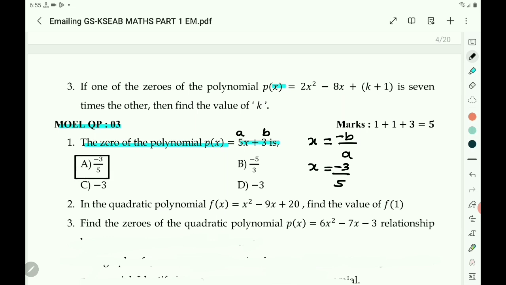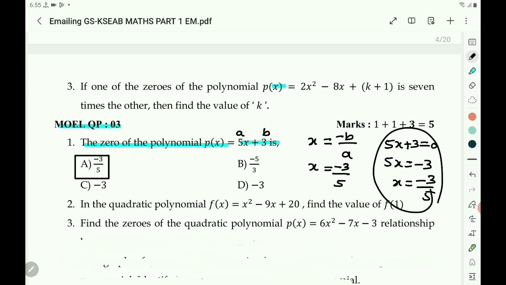Or otherwise, you can follow the other method. Take 5x plus 3 equals 0. Then 5x equals minus 3. X equals minus 3 by 5. This is the method by using the formula. This is by taking the polynomial equal to 0 to find the value of the zero.